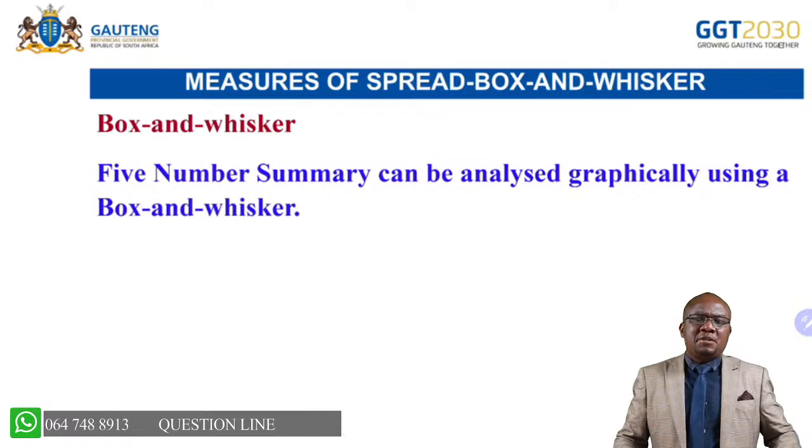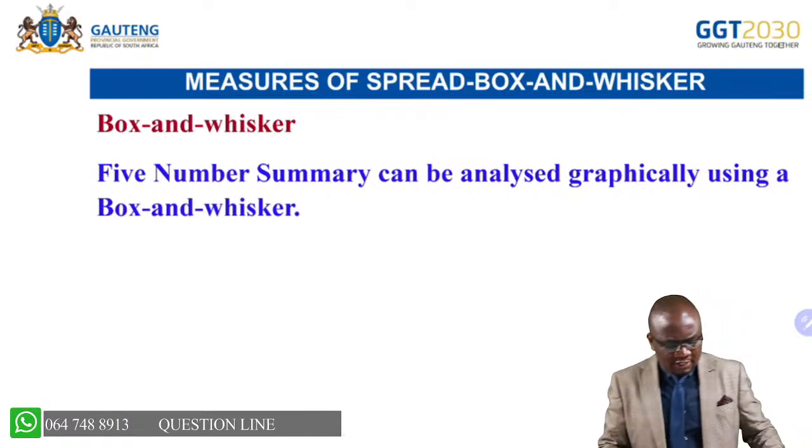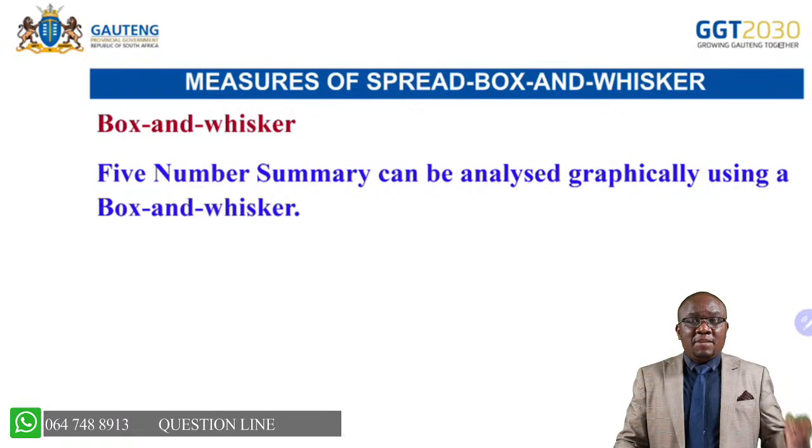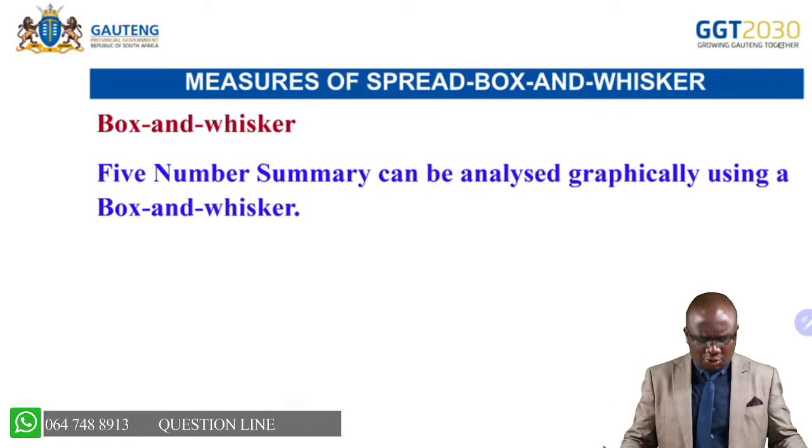Right, now, the box and whisker. That's the last part of our lesson. The 5-number summary can be analyzed graphically using a box and whisker plot. Right, it means the maximum value, the minimum value, the lower quartile, upper quartile, and the median can be represented on a box and whisker. This is how you do it. I'm going to show you it now.